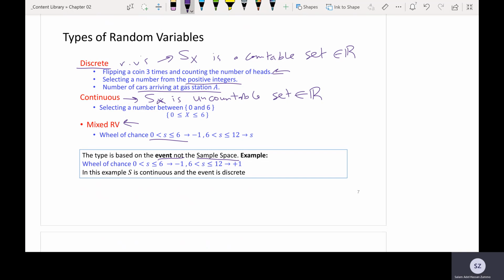You could tell me: above 35 is hot, between 35 and 20 is moderate, less than 20 is cold. In this case, how many values does the random variable take? Three values, so it's a discrete random variable. However, the sample space was what? Continuous. So the type of the random variable doesn't depend on the sample space. It depends on how you map the sample space elements. So basically, it depends on the event that you define.